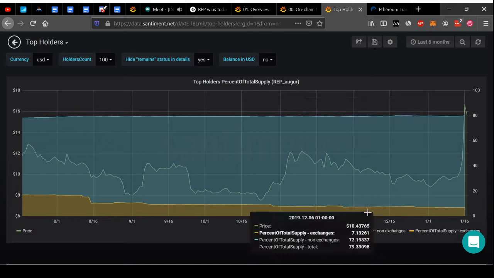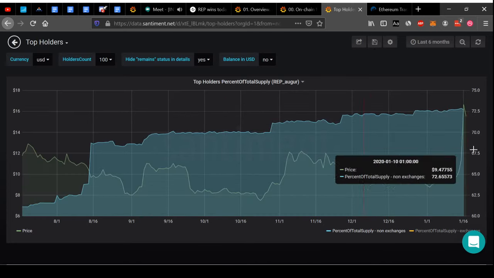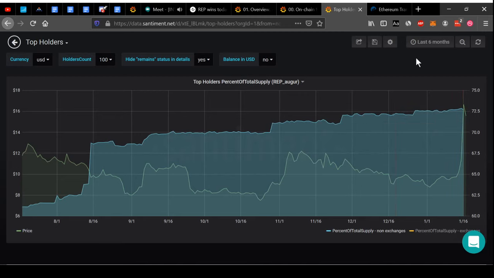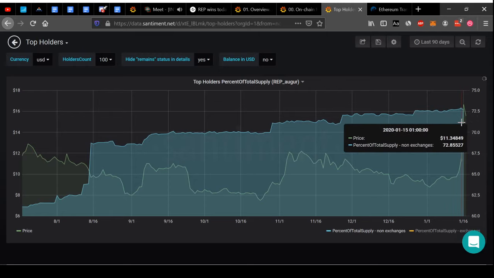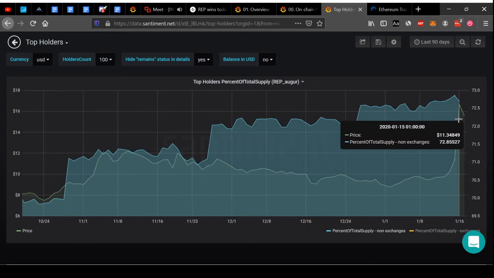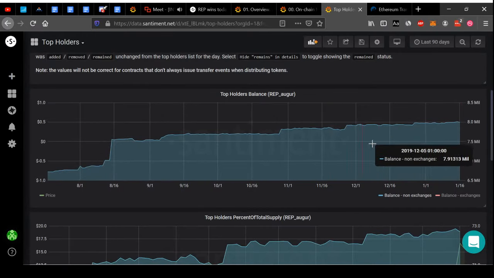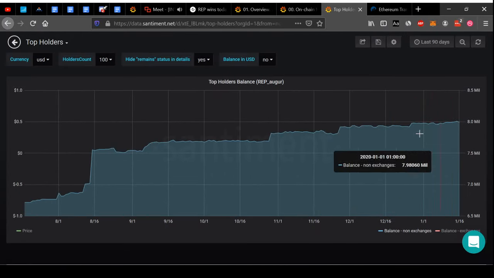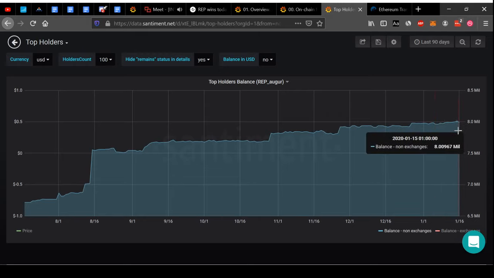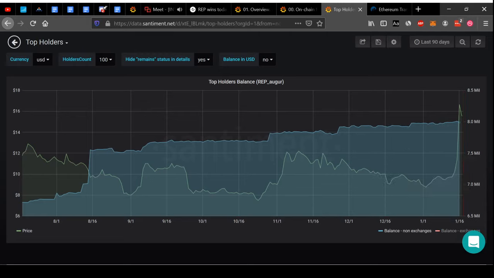Taking a bit to load. Okay, so non-exchanges, right? Yeah, the non-exchanges. Okay, so last 90 days, just to make it a bit clearer. We can see here that it's a drop of about 0.2% in total REP supply. So let's see what exactly that is in terms of actual amount of coins. This is from 8 million REP to 7.9, so about 100,000 REP, which looks like a small dip here, but it's actually quite impactful.